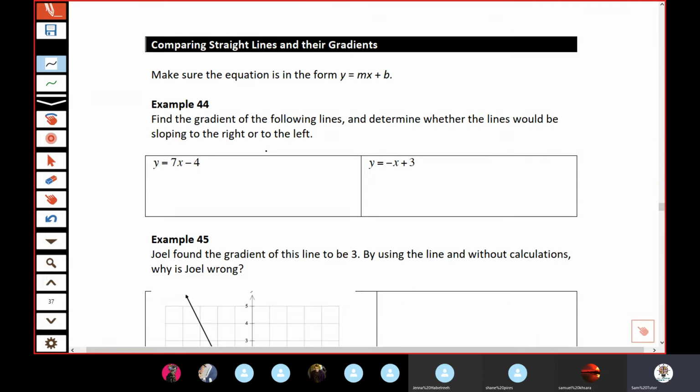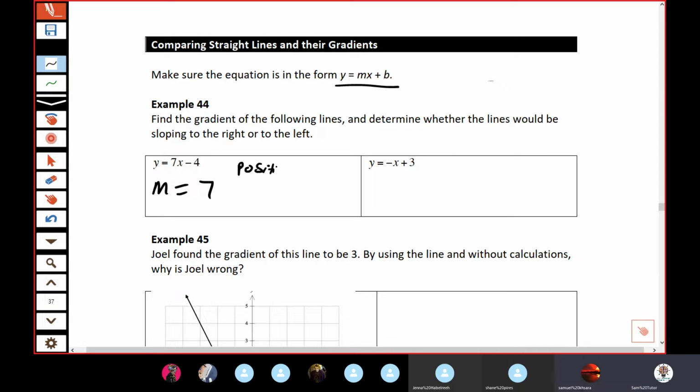All right. Comparing straight lines and their gradients. You have to always make sure it is in this form, so it has to be y equals, not x equals. If it's x equals, you've got to rearrange. I'll show you what that means in a second. Find the gradients of the following lines and determine whether the lines would be sloping to the right or to the left. Well, what's the gradient here? The gradient is 7. Is that slope to the right or to the left?